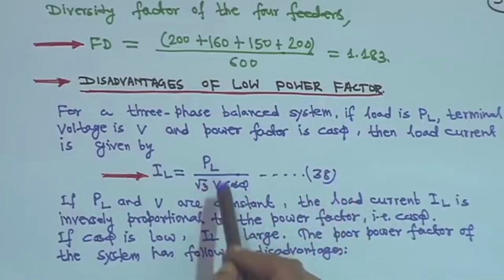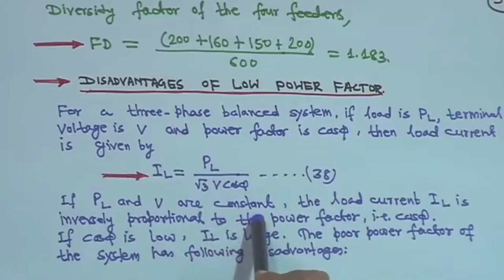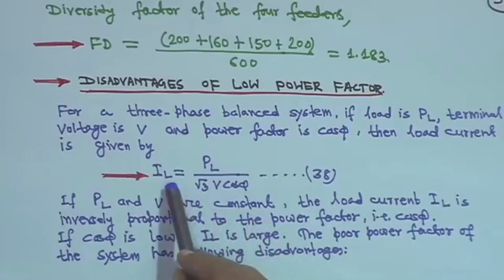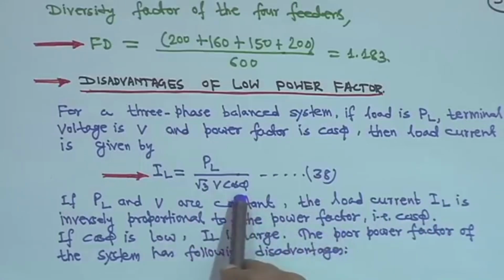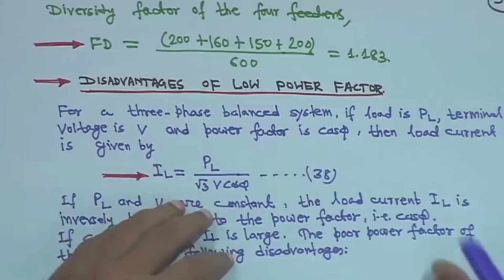Now, if PL and V are both constant, then the load current IL is inversely proportional to the power factor, that is cos phi. If cos phi is low, then IL is large. If PL is constant and cos phi is low, IL will be large. The poor power factor of the system has the following disadvantages.